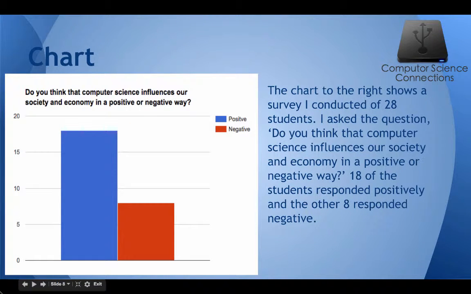The chart to the right shows a survey I conducted of 28 students. I asked the question, do you think that computer science influences our society and economy in a positive or negative way? 18 of the students responded positively, and the other 8 responded negatively.